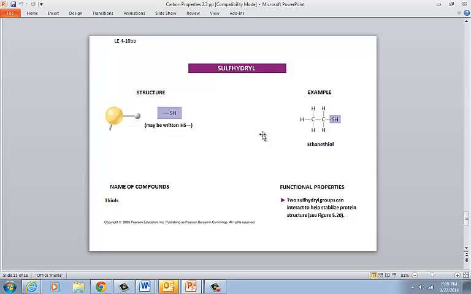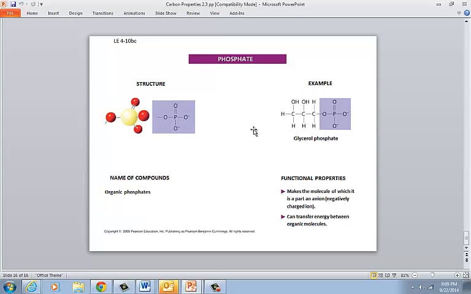All right, sulfhydryl. This one, pretty self-explanatory, contains a sulfur and a hydrogen. This right here helps to stabilize proteins. It also can make these disulfide bridges that form these pockets in protein formation. When we look at proteins, we'll talk more about these sulfhydryl groups.